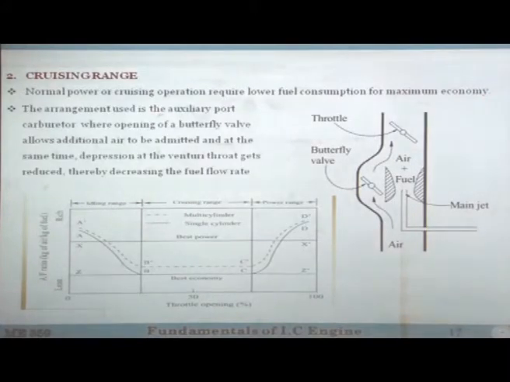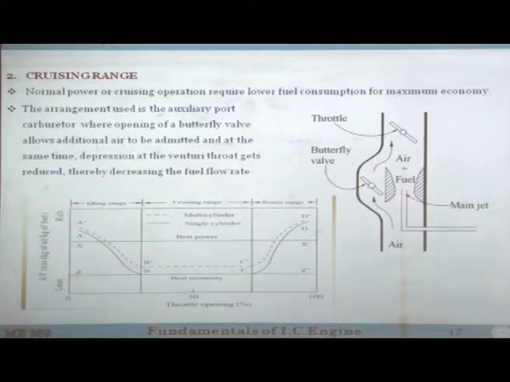This arrangement is used as the auxiliary port carburetor. Sometimes what you do is you make a bypass for the air. This is the auxiliary port carburetor, and there is a butterfly valve which becomes operational only when you are beyond a certain throttle opening. When you open the throttle to this level, this valve will start opening. Once it starts opening, the air will now bleed. It will not pass through this, so it will not cause too much depression here.